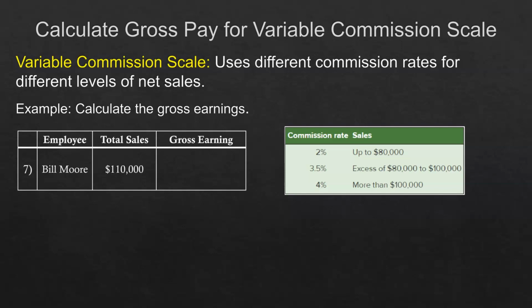Okay, so let's break this down. First, we're going to have $80,000 for the first amount. So we'll be figuring at a 2% rate. And then from 80 to 100,000, and this is 110, right? So we're going to have $20,000. And that's at a 3.5. Remember, we're always going to change our percents to decimals for calculation purposes. And then over 100,000 is $10,000. So we'll do 10,000 at 4%.